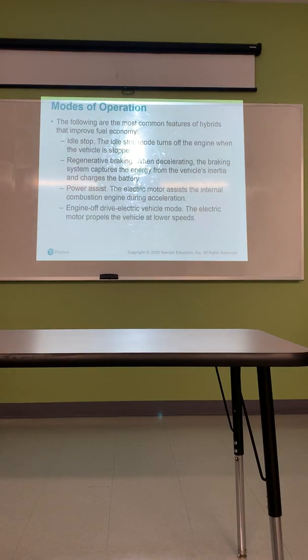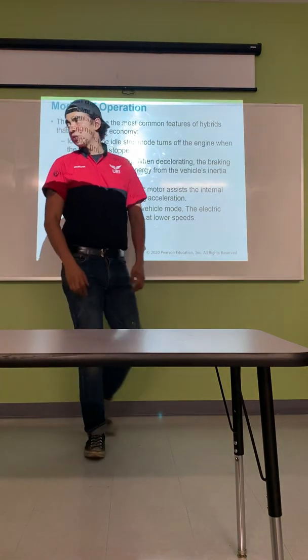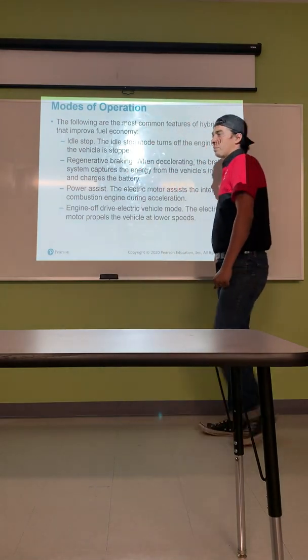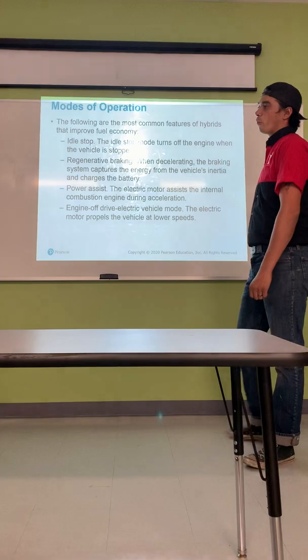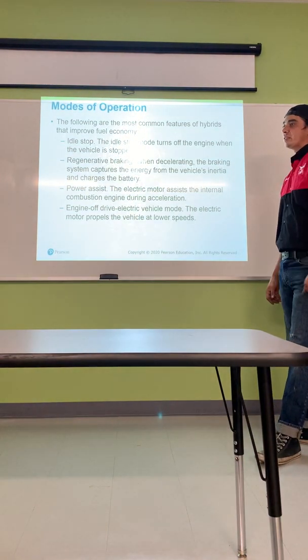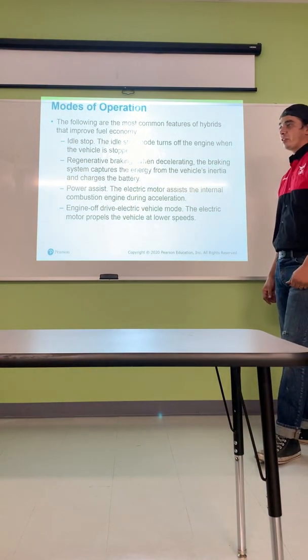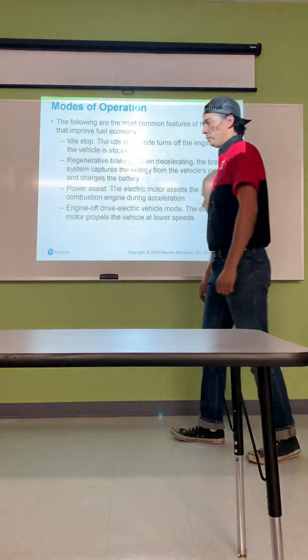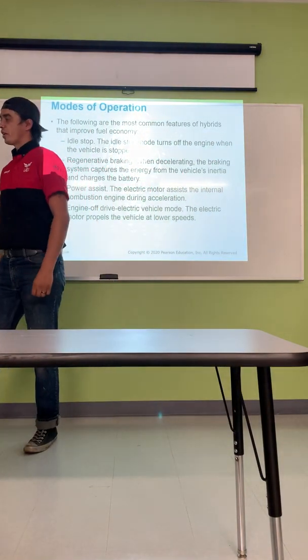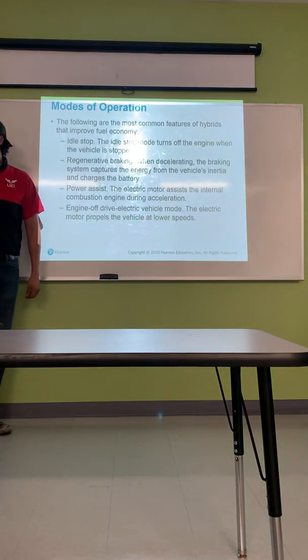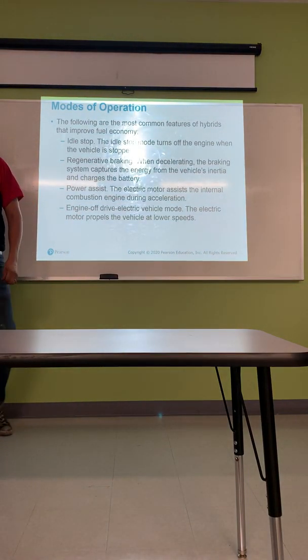Modes of operation. The following are the most common features of hybrids that improve fuel economy. Idle stop. The idle stop mode turns off the engine when the vehicle is stopped. Regenerative braking. When decelerating, the braking system captures the energy from the vehicle's inertia and charges the battery. Power assist. The electric motor assists the internal combustion engine during acceleration. Engine off drive vehicle mode. The electric motor propels the vehicle at lower speed.